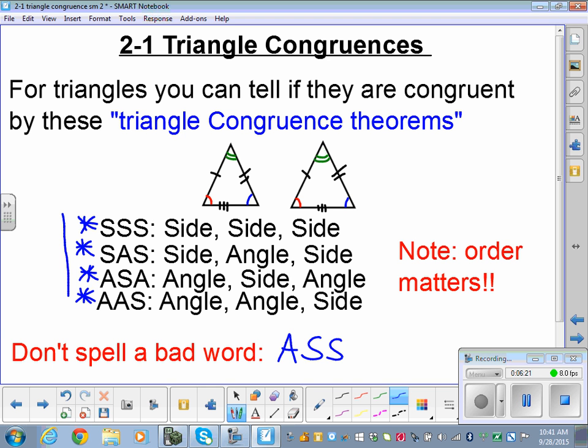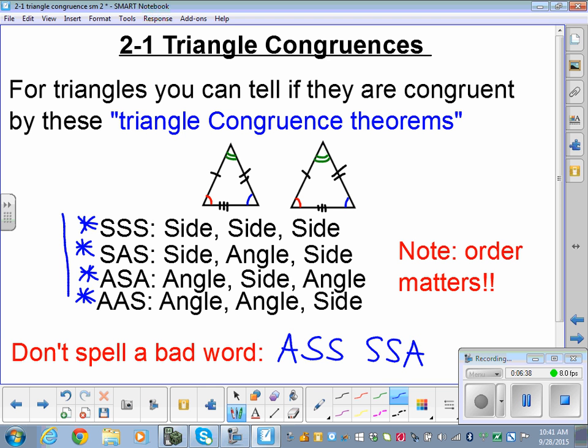So you might have an angle and a side in common on a triangle. You can't use that one though. It's not a true triangle congruence theorem. Now also look at this. This is that bad word spelled backwards. That one doesn't work either. That's still the bad word spelled backwards. Does everybody understand? So it's an easy way to check.